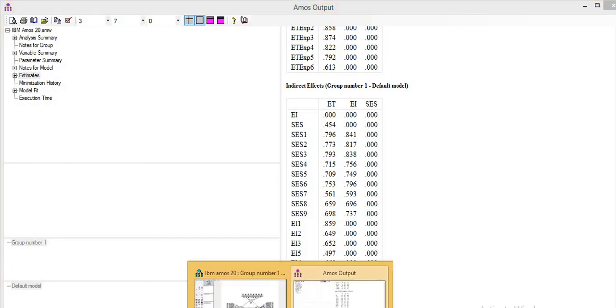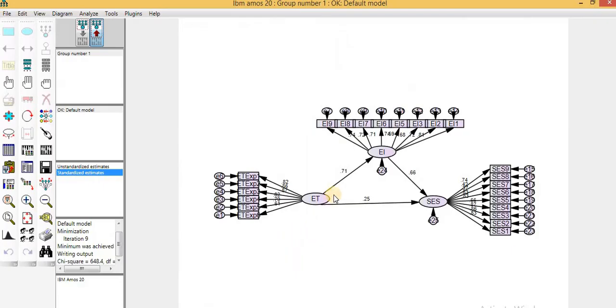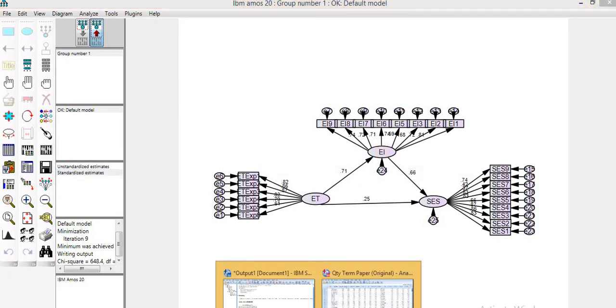Look at the model. There are three direct paths: entrepreneur trust on entrepreneur intentions, entrepreneur trust on socio-economic success, and entrepreneur intentions on socio-economic success. These are the direct paths, and all these three hypotheses are accepted. And there is an indirect path through the mediating role of entrepreneur intentions, the impact of entrepreneur trust on socio-economic success through the mediating role of entrepreneurial intentions. So the indirect hypothesis is also accepted here.